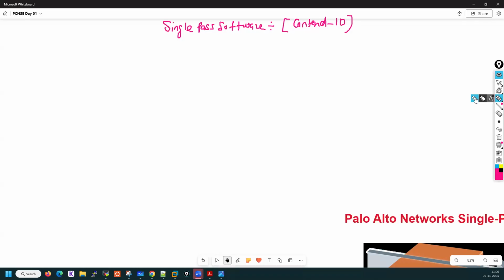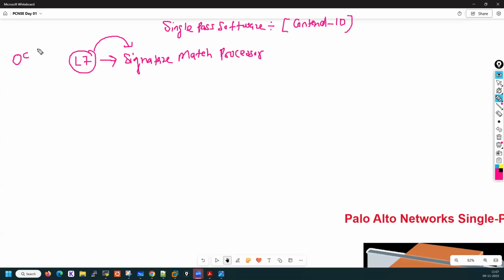Okay, now what used to happen basically when your layer 7 information from the packet is handed over to the signature match processor, when this layer 7 information is received on the signature match processor, and who will send? Your Octeon chip or DPCP will send this information to the signature match processor, right?